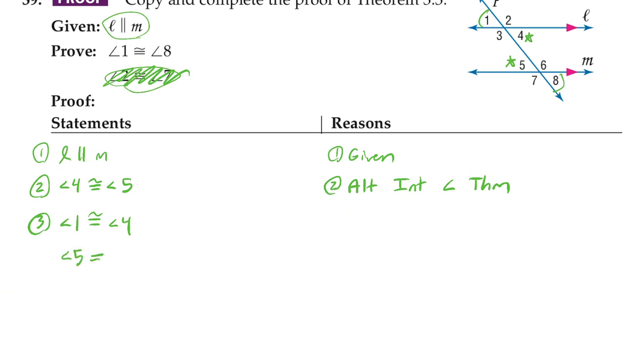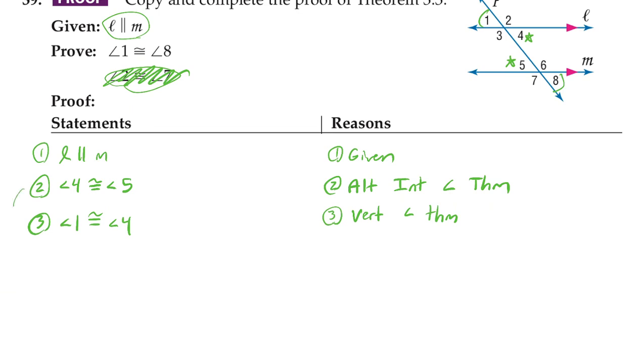Also, angle 5 is congruent to angle 8. Actually, let's be more elegant. This is a two-column proof, so we can't follow the flow of logic if you just put it all in there, and then you don't get to see the step-by-step process. So let's just do one of them. Angle 1 is congruent to angle 4 by the vertical angle theorem.